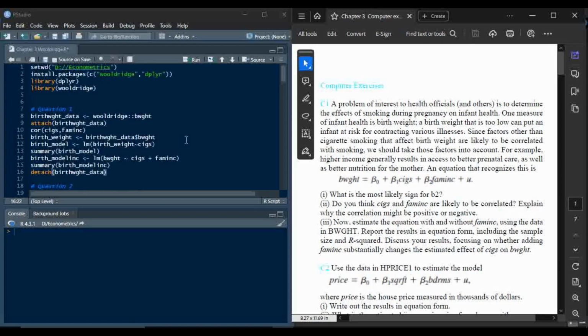Hello everyone. In this video, I will solve the computer exercises of chapter 3 of the book Introductory Econometrics by Jeffrey Wooldridge, and the chapter name is Multiple Regression Analysis: Estimation.